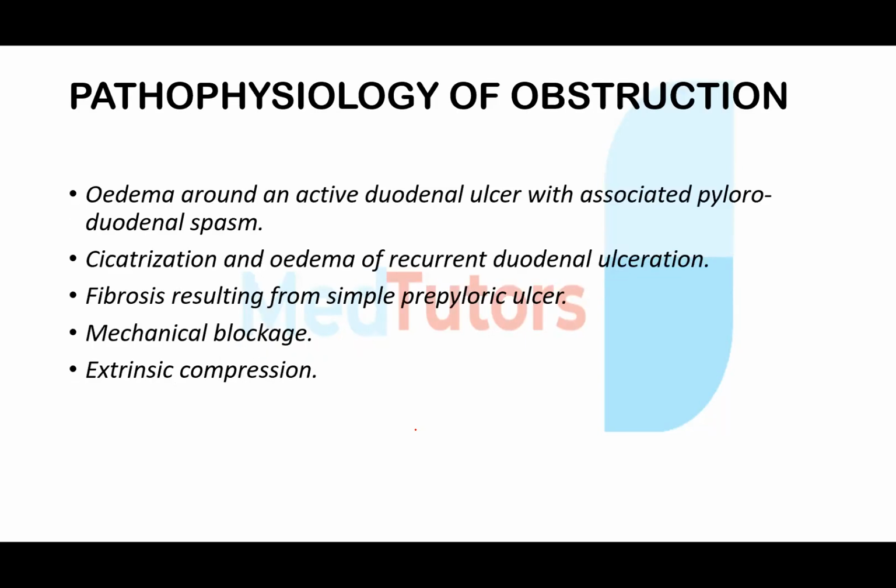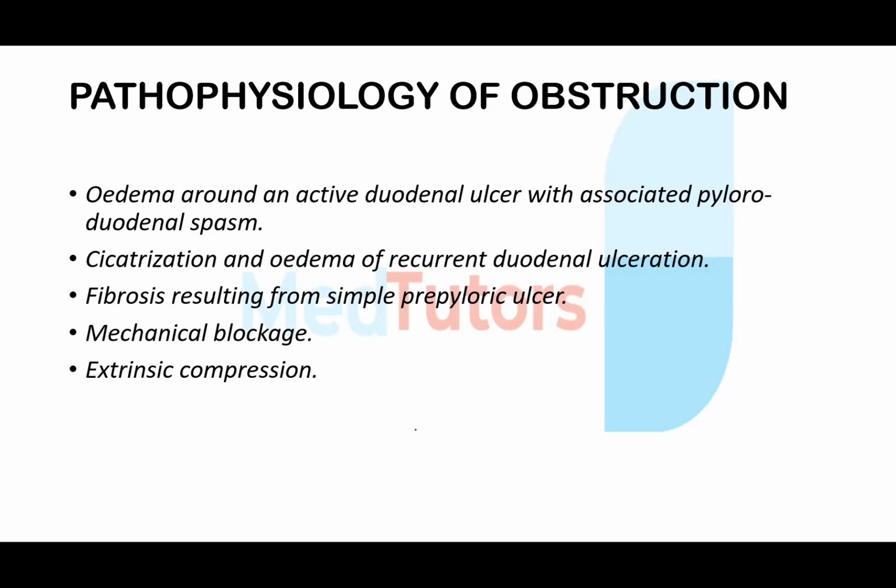Now, the pathophysiology of the obstruction: it could result from edema around an active duodenal ulcer with associated pyloroduodenal spasm. Now, a patient might have an active peptic ulcer disease. This is not a result of cicatrizing chronic duodenal ulcer with fibrosis. Now, in this case, the ulcer is an acute thing. However, because of the acute inflammation around that ulcer, there is edema, and that will cause spasm in the muscles of the pyloric region, and that spasm will cause contraction and narrowing of the gastric outlet.